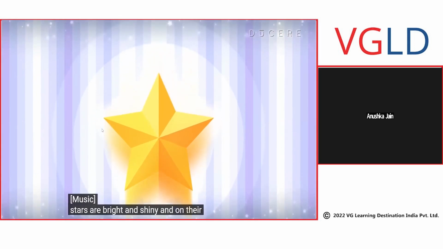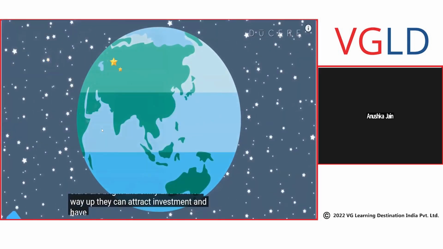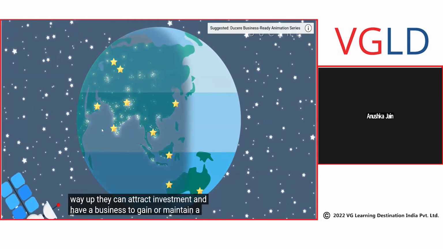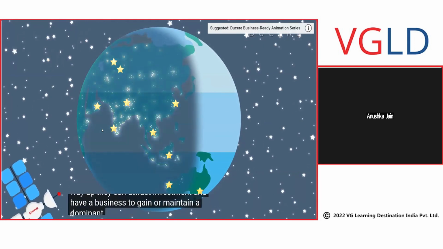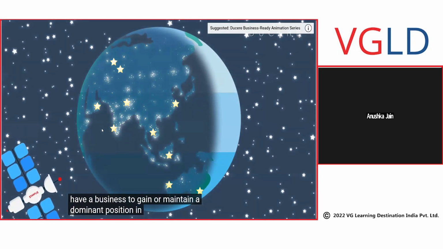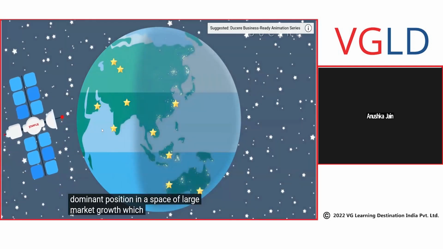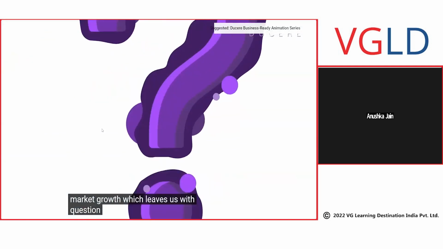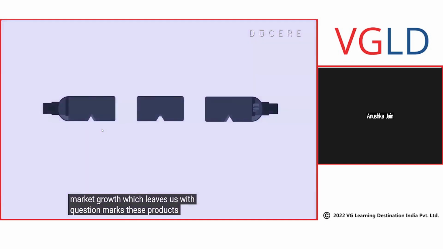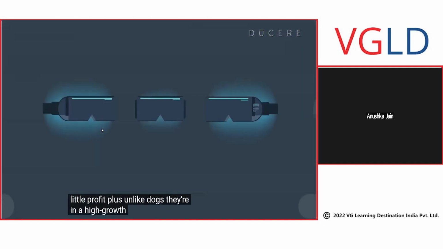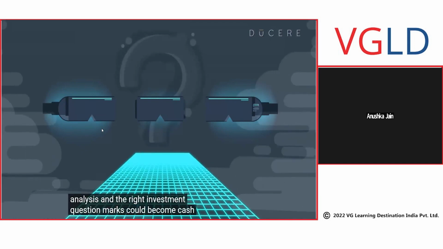Stars are bright and shiny and on their way up. They can attract investment and help a business to gain or maintain a dominant position in a space of large market growth. Which leaves us with question marks. These products don't have significant market, which means with analysis and the right investment, question marks could become cash cows or even stars. While the BCG matrix's nomenclature isn't exactly orthodox, the graph helps visualize various companies' performances and offers a sound starting point for analysis.